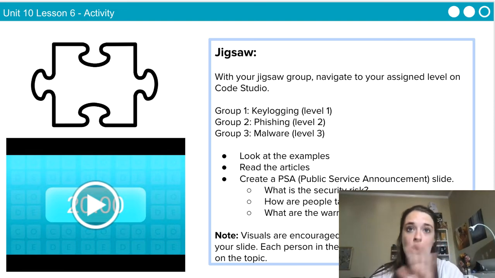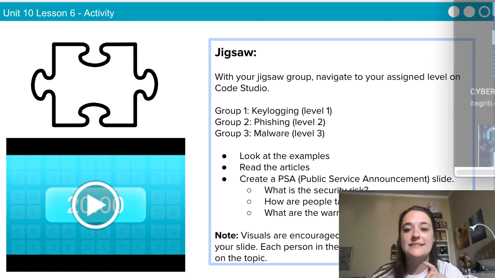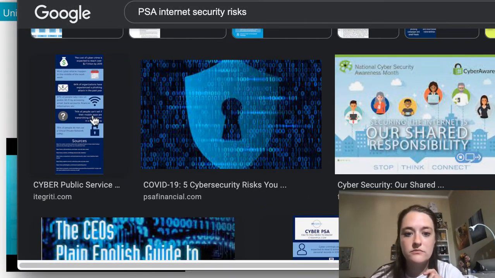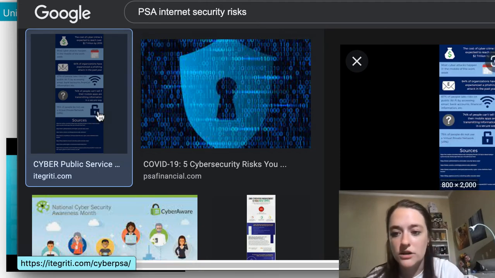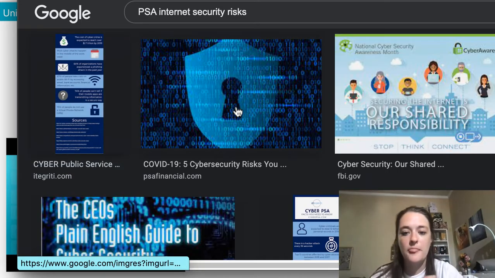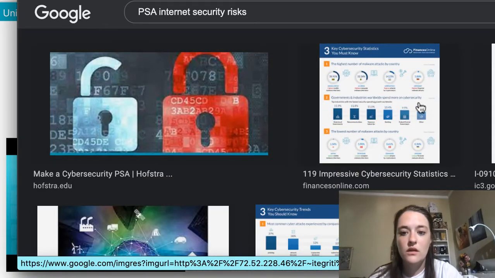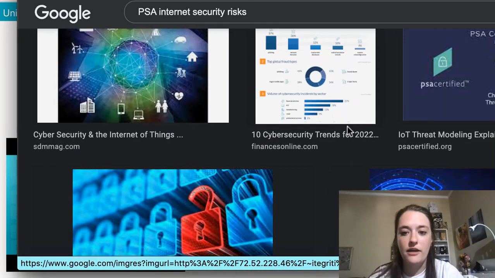Okay, so no paragraphs. No. Okay, some possible examples could be like this. No, minus all the words. It's got too many words. Okay, you can use visuals, but you should not have a paragraph.